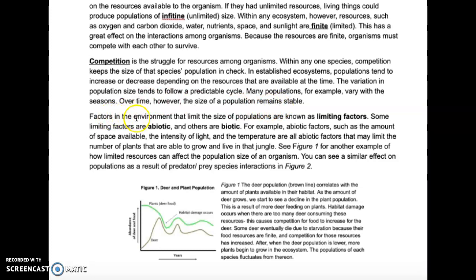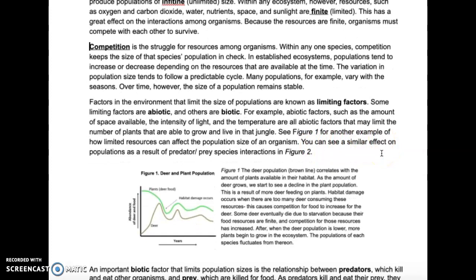Factors in the environment that limit the size of populations are known as limiting factors. Some limiting factors are abiotic and others are biotic. We already learned that in week 1, right? For example, abiotic factors such as the amount of space available, the intensity of light, and the temperature are all abiotic factors that may limit the number of plants that are available to grow and live in a jungle. See figure 1 for an example of how limited resources can affect the population size of an organism.